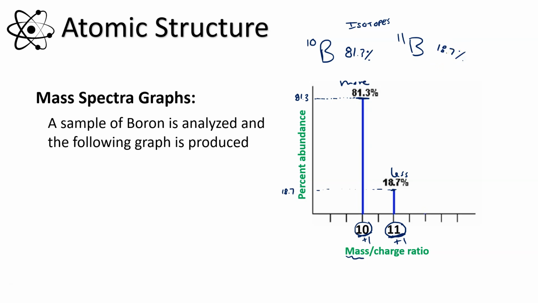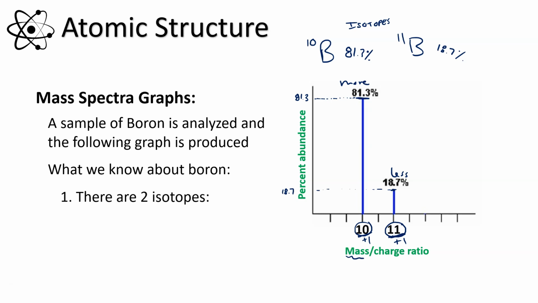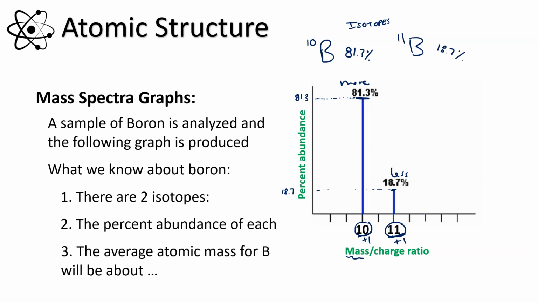So this is how, mass spectrometers is one of the ways, the most common way that chemists get information about percent abundance of isotopes like this. So to summarize, here's what we know about boron from this spectra. Number one, there's two isotopes, boron 10, boron 11. Number two, we also know the percent abundance of each. And for a simple spectra like this, that's pretty much all you know, or you can tell from it.